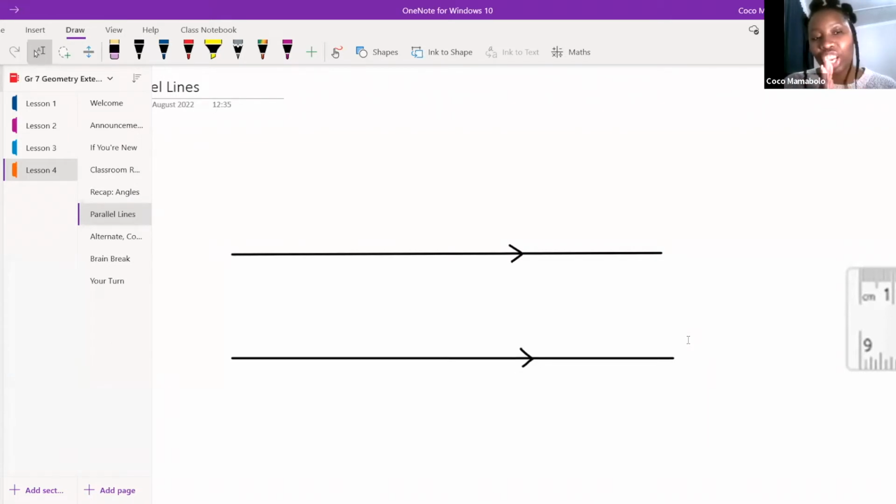Please tell me in the chat, what does 2 parallel lines mean? What do we mean when we say 2 lines are parallel? Why are they called parallel lines? Thank you, Luto. Luto says they never meet. Okay. Now I want you guys to go get your ruler. Yes, Jeria, they never touch each other.